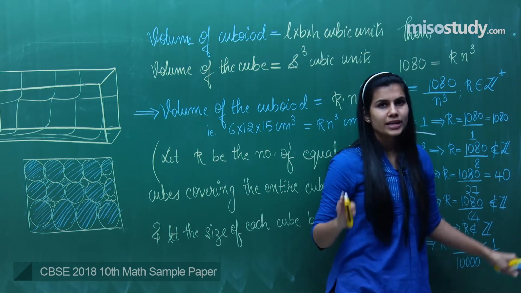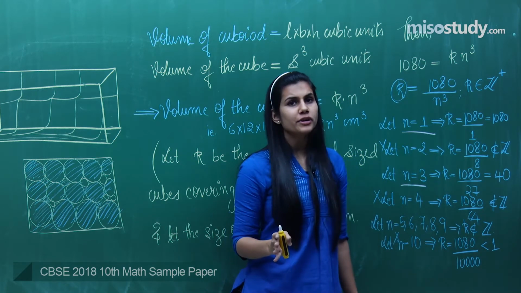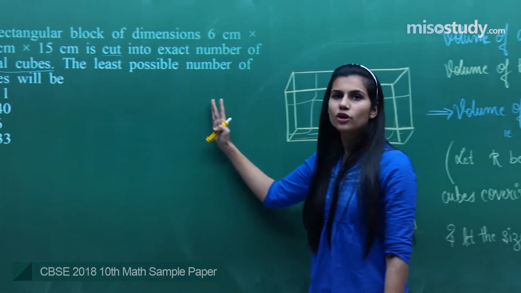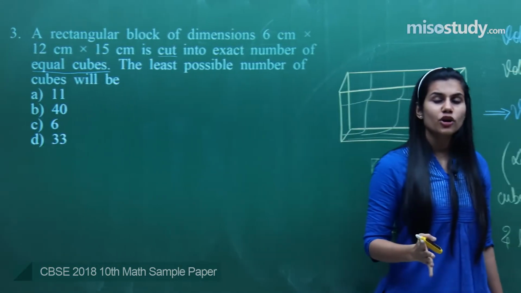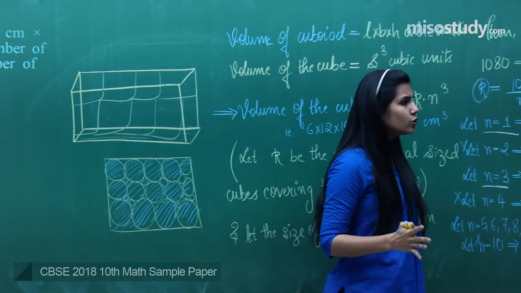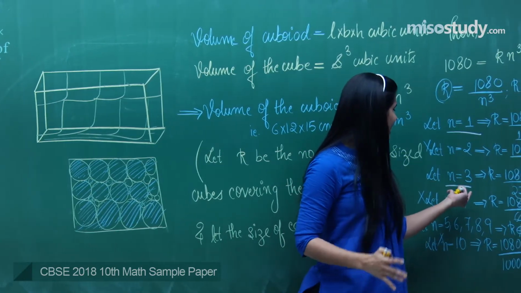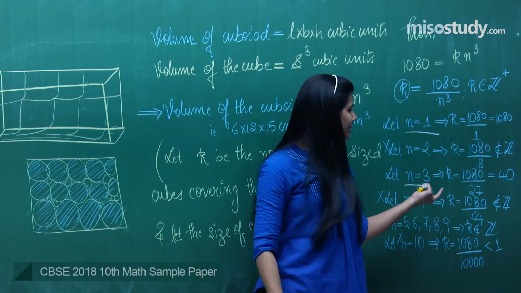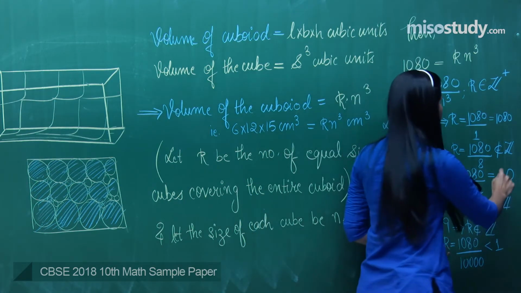That's it. You can either keep the size to be 1 or you can keep the size to be 3. The question is, give me the least number of cubes. So the least number of cubes will come into existence when you take the side of the cube to be 3, and that is 40.